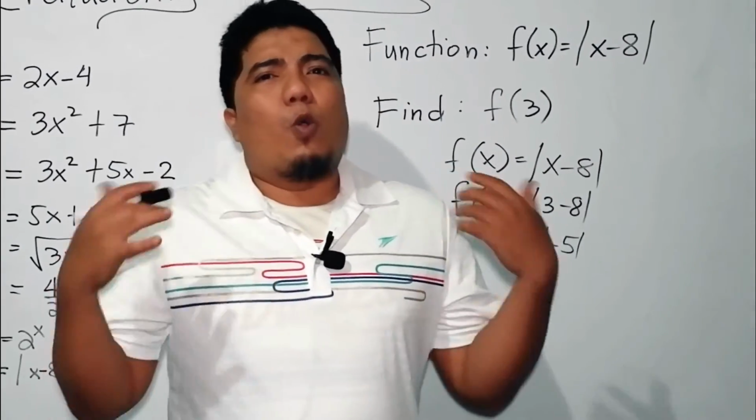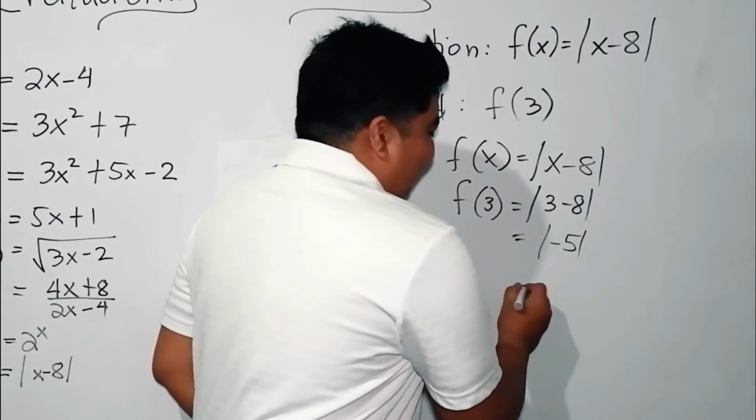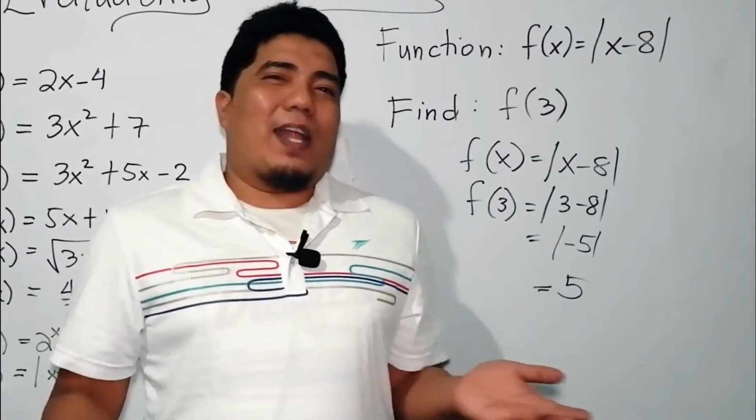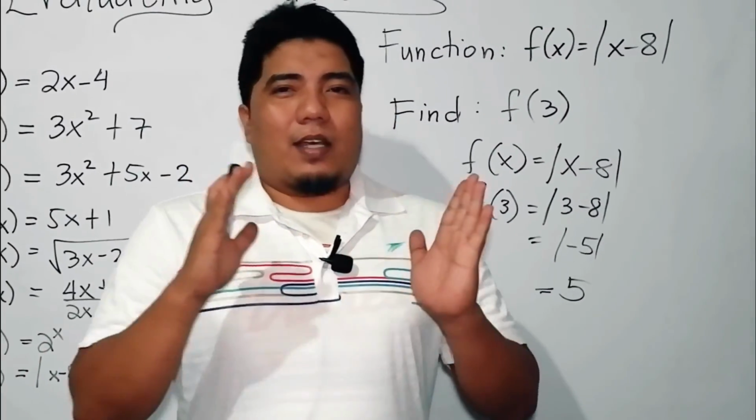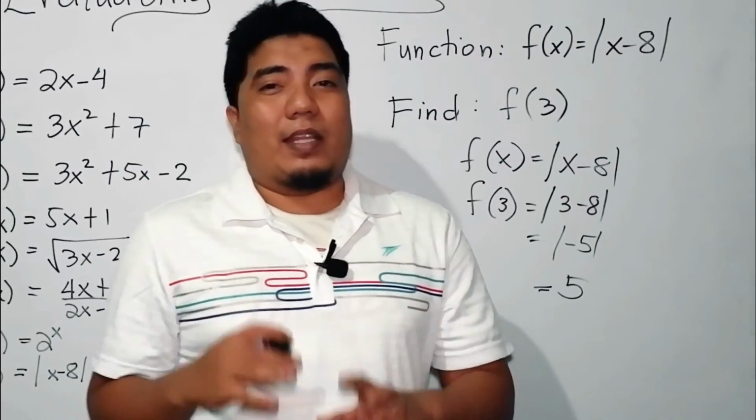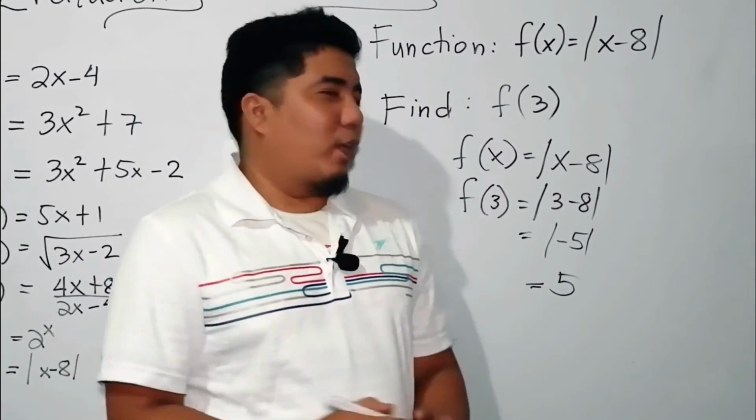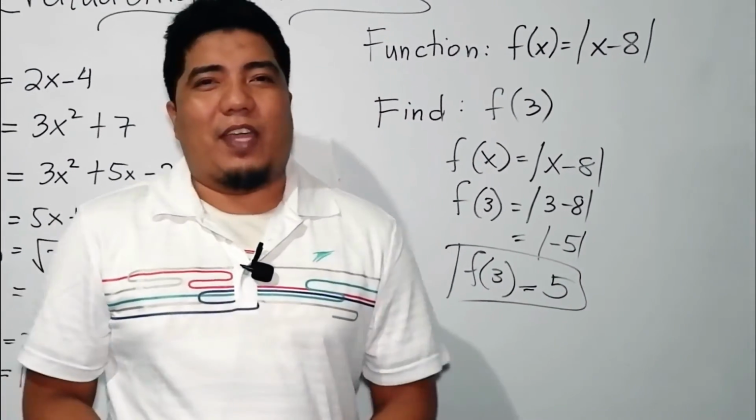Now, the question is, what is the absolute value of negative 5? Alright, now the final answer is 5. Because in the concept of absolute value, regardless whether your number in the absolute value sign is positive or negative, we just take its value, and that is 5. So therefore, f of 3 is equal to 5.